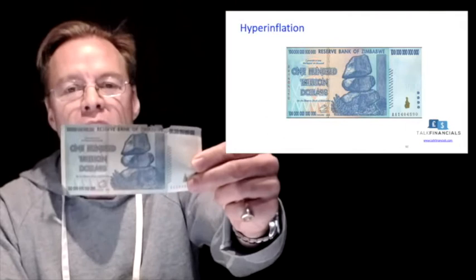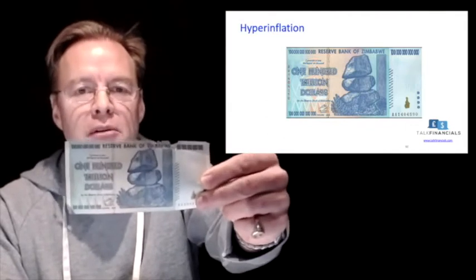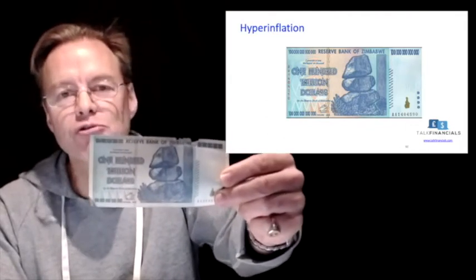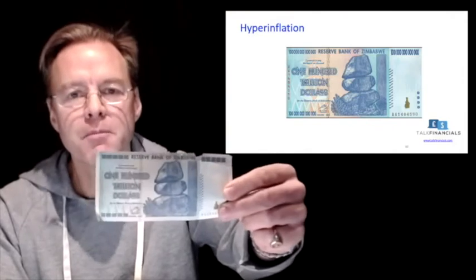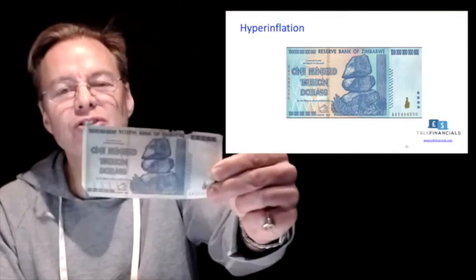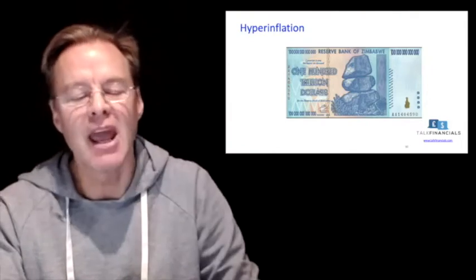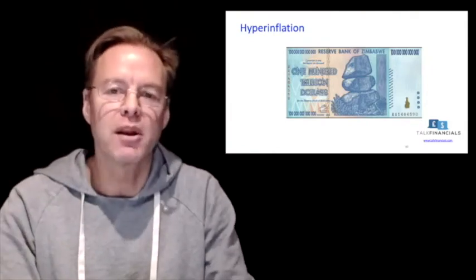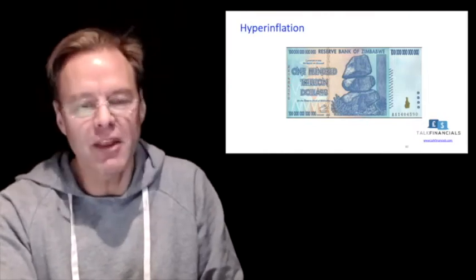This is a $100 trillion bill issued by the Central Bank of Zimbabwe. And where did the Bank of Zimbabwe get the money from? They just printed it. They printed the money and they gave it to the Zimbabwean government. Now, when we think about it, that's quite interesting.